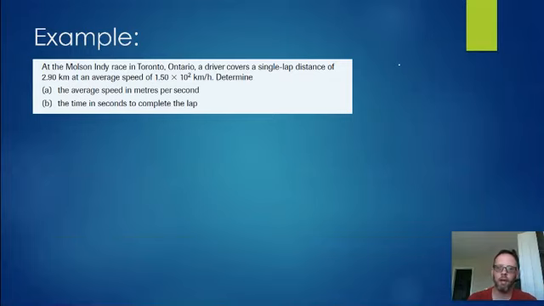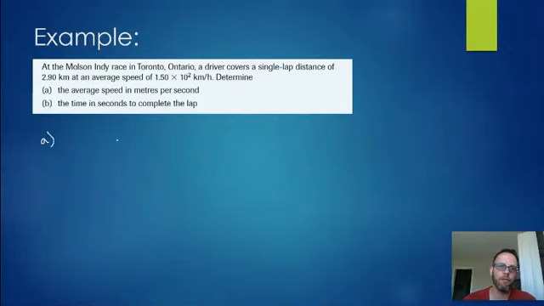So let's do a quick example here. At the Molson Indy race in Toronto, a driver covers a single lap distance of 2.9 kilometers at an average speed of 1.5 times 10 to the 2 kilometers per hour. We're going to do a couple things. One, we're going to review how to convert kilometers per hour to meters per second. And then we're going to use our average speed formula to solve a problem. Now, I might solve A the long way, and that might lead us to a shortcut that we can just use all the time.